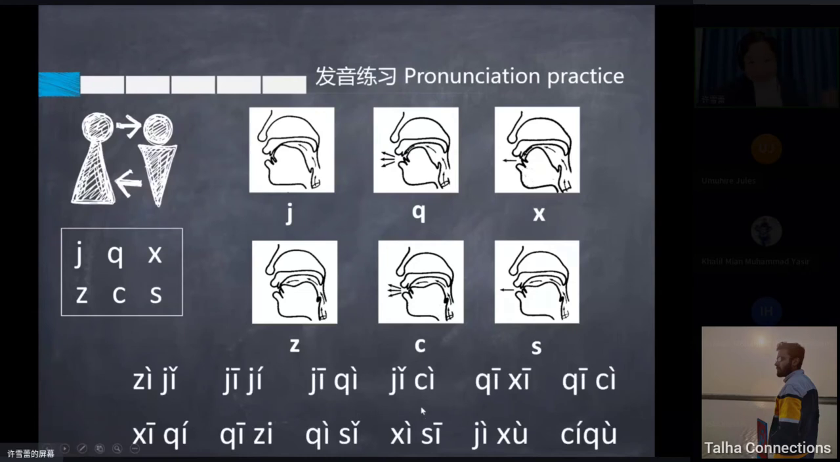Let's try these words, because these words may be the combination of ji, qi, xi, and zi, ci, si. All right. Now let's try this one. Zi, ji. Ji, ji. Ji, qi. Ji, ci.